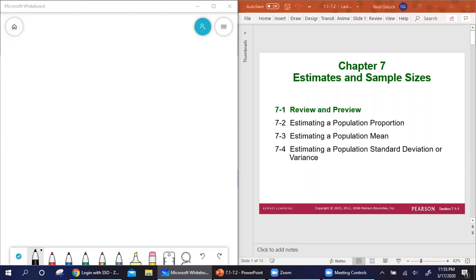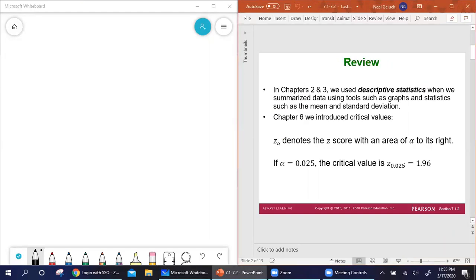So, chapter 7, we're talking about estimates. This is where we're going to really start getting into the predictive part of statistics.